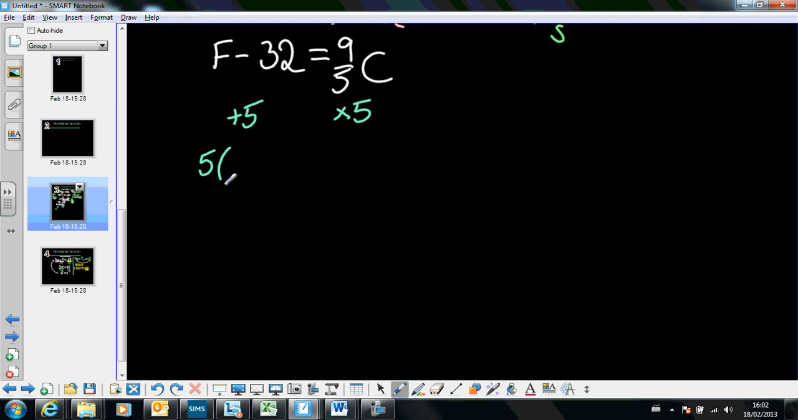And in fact, I'm not even going to expand it. I'm just going to leave it in a bracket. No need to expand it out, really. 5 bracket F minus 32 is equal to 9C, because obviously, once again, the divide there and the multiply there have cancelled out. And look, I've written plus 5 there, when I should have written multiply.